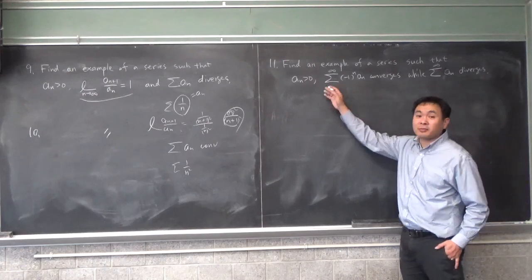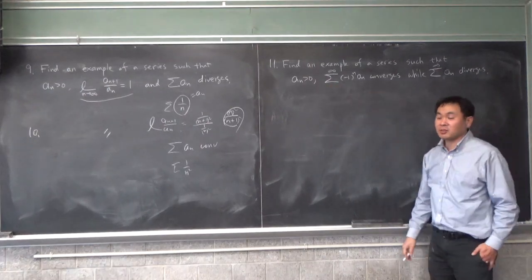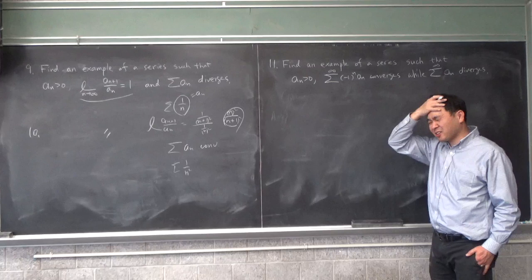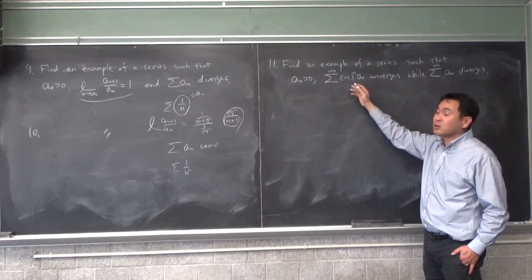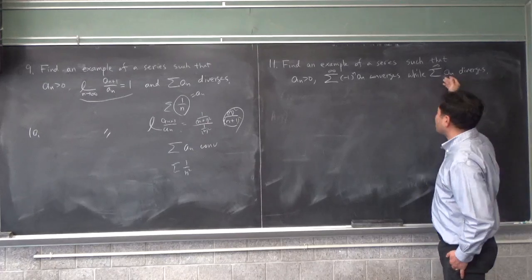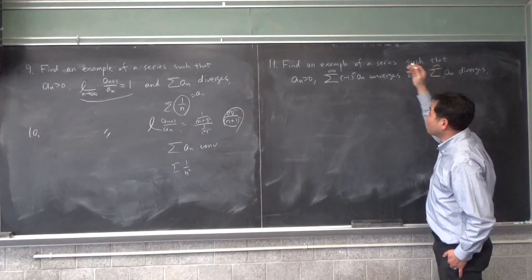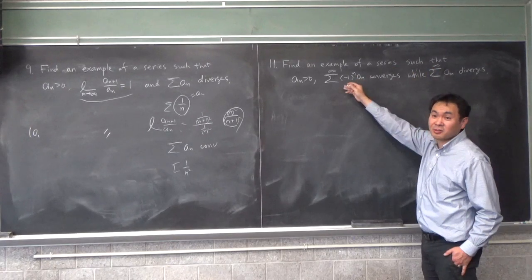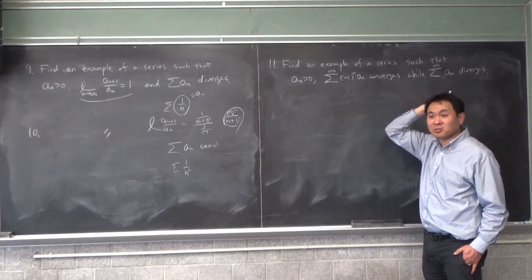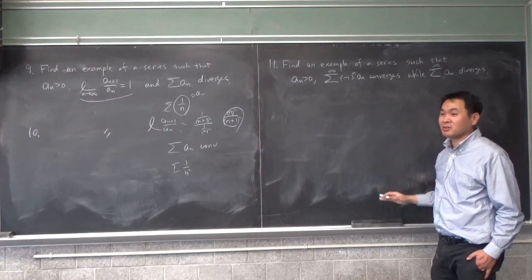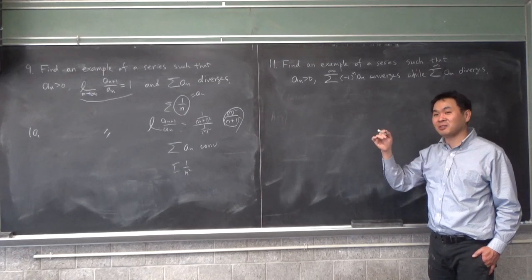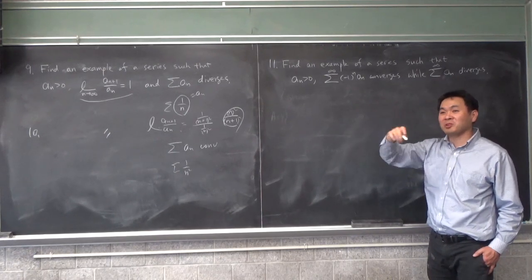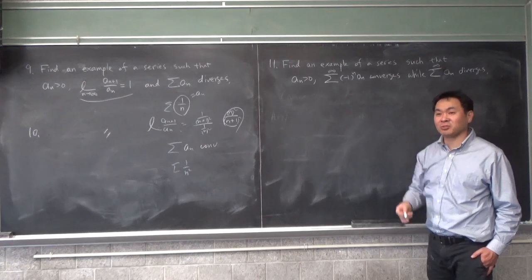Here we have an alternating series. And this question is asking, can you think of an alternating series where if you get rid of the signs, it diverges, but if you include the signs, it converges? What's such an example? If you make it alternating, it converges, but if you make it jump only to the right, then it diverges.